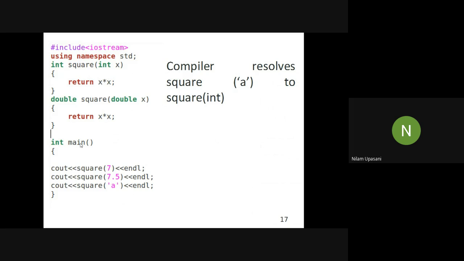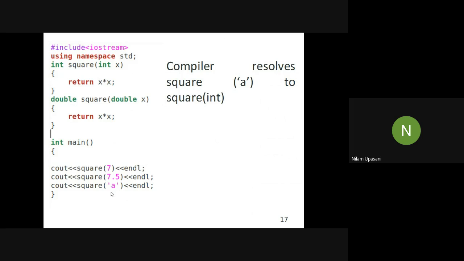So in case you don't have a specific function for character, यहाँ पे हमने कैरेक्टर के लिए अलग से फंक्शन नहीं लिखा है. So in this situation the compiler automatically resolves this. It won't show you an error, but the compiler will resolve this situation. How does it resolve? This a is internally converted into ASCII.